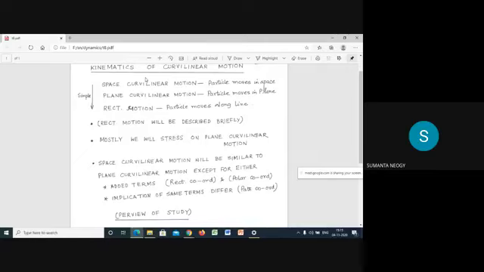Is this okay? So this portion of the notes is giving you the preview of our study. Why are we studying plane curvilinear motion, and what are the complications of space curvilinear motion? This we will clarify as and when we come to these cases.